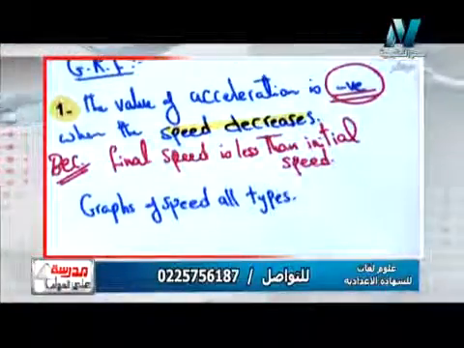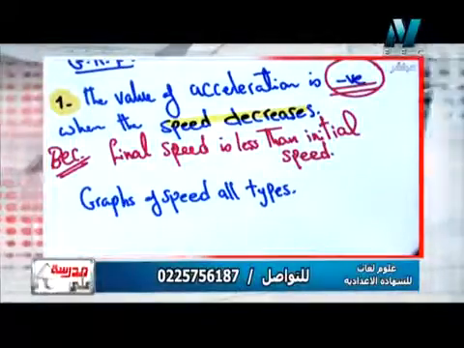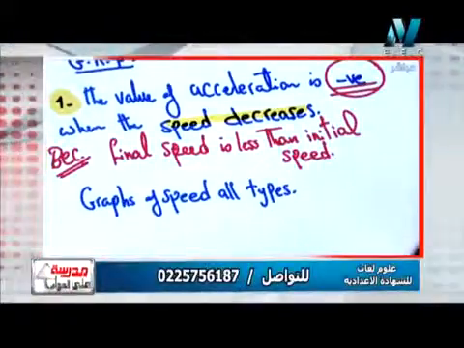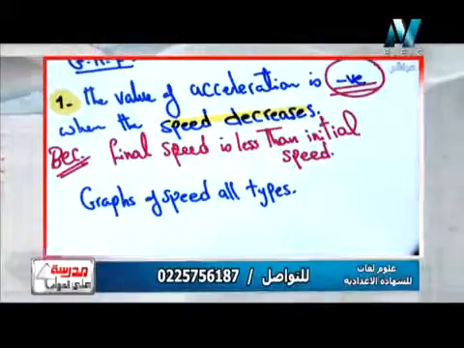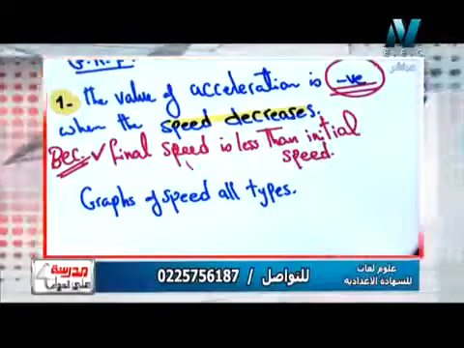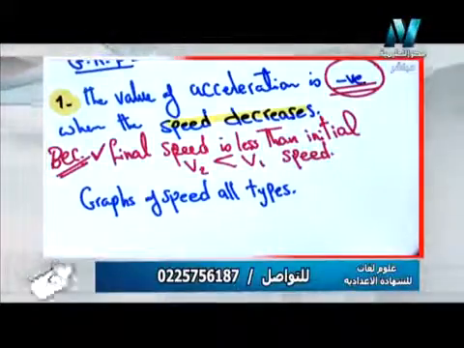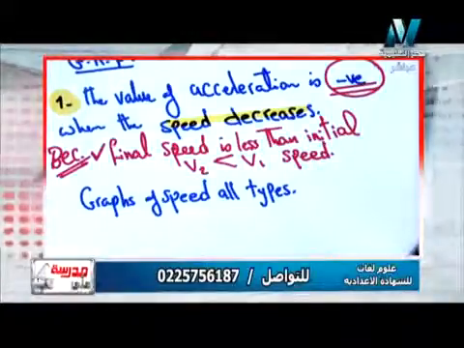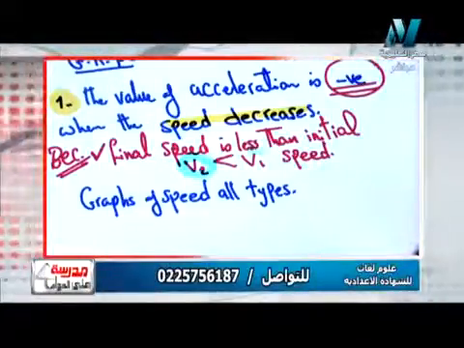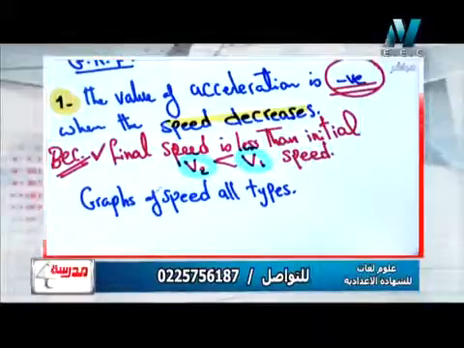Or we can answer another way: because the speed decreases through time. But this answer is not very accurate. It is better to say final speed is less than initial speed. So V2 is less than V1, and in this case the value of acceleration is negative.